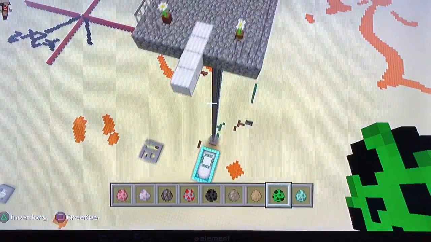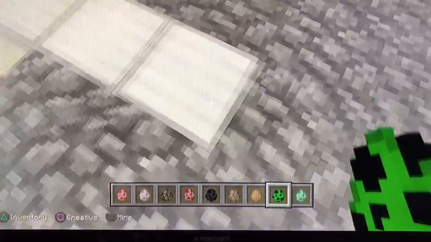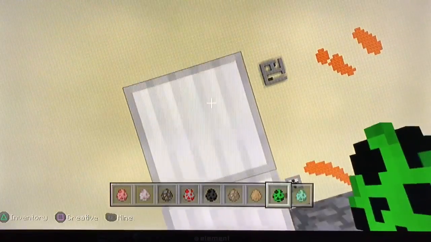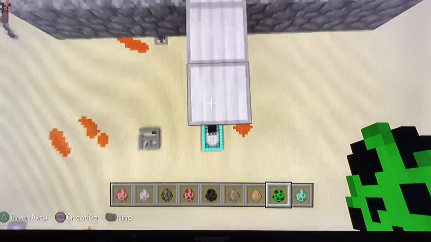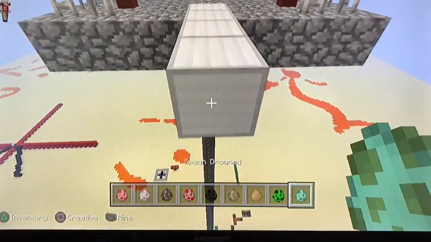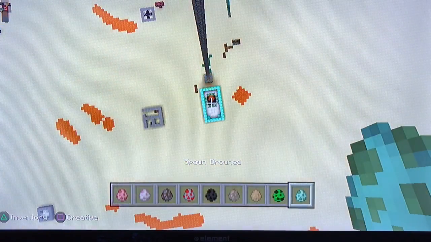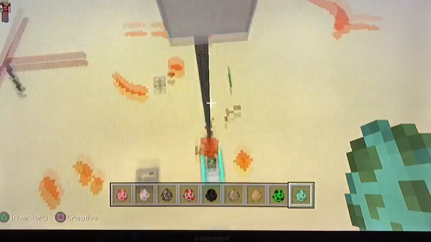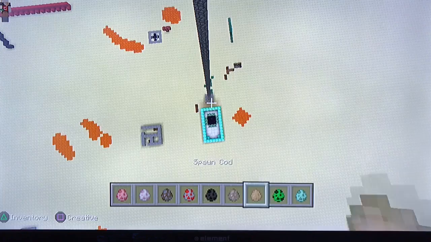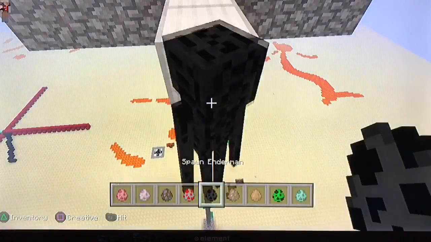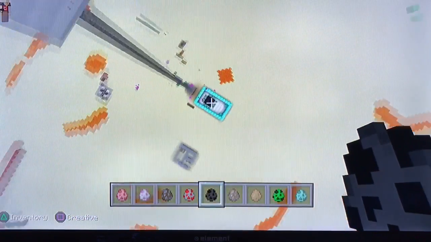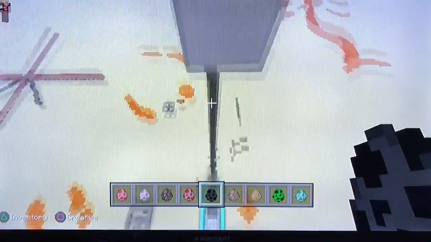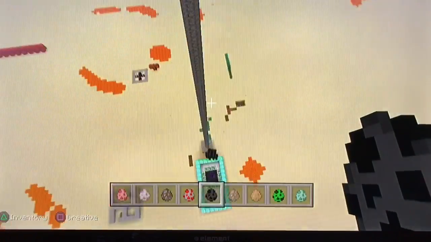Now I gotta get back up. And now I'm going to spawn another creeper. Oh, I'm going to spawn drowned now. Obviously they burn when they're in daylight or not in water. And you can just see they fall. And now, that was craziness.